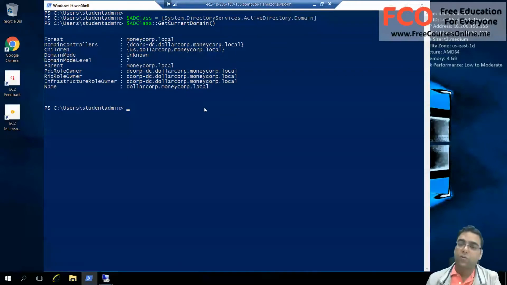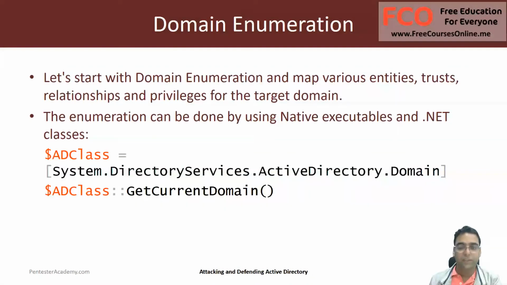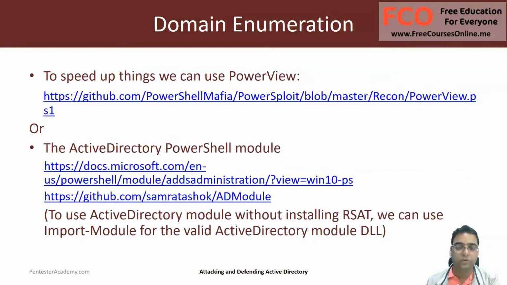Now we can spend a lot of time discovering different .NET classes. For example, in DirectoryServices.ActiveDirectory, we will find a lot of classes which can be used to enumerate the domain. We can spend a lot of time exploring those classes. We can use LDAP search queries, or we can use some ready-to-use tools to speed things up. And that is what we are going to do now. We are going to use PowerView, which is an open source PowerShell script, very useful for enumerating a domain. Or we can also use the Active Directory PowerShell module.